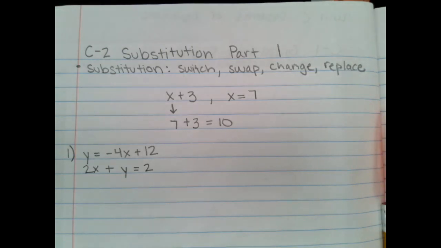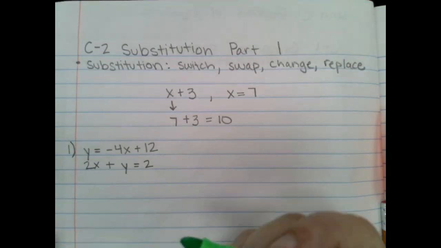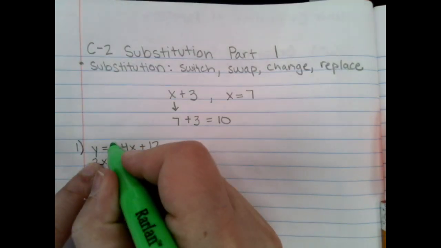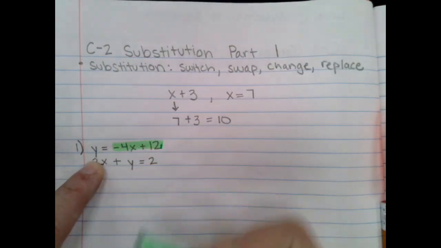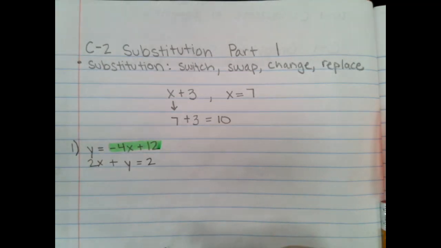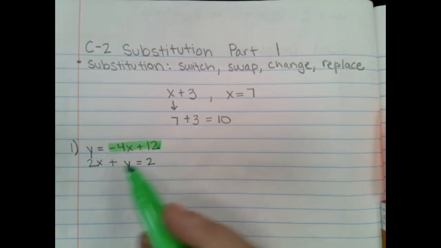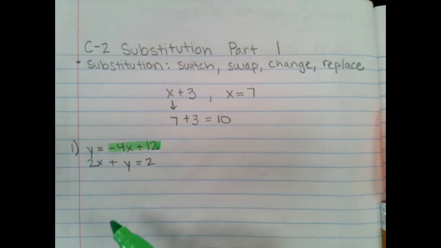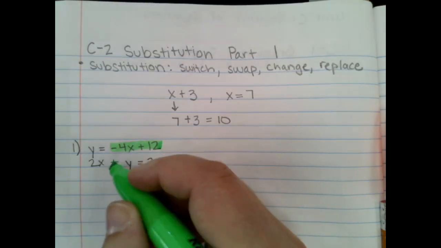All right, in this first one, what we know is we know what y is equal to. It tells us that y is equal to negative 4x plus 12. So when I work with my second equation, I can put that amount in for the y.